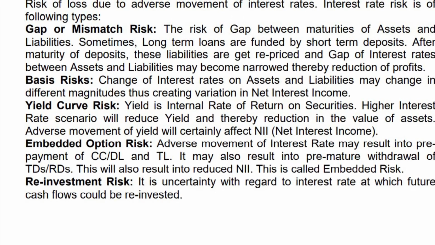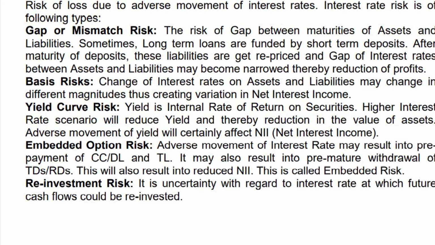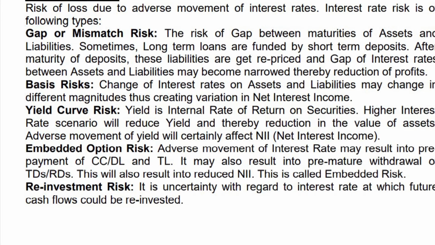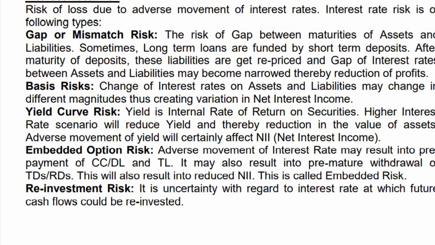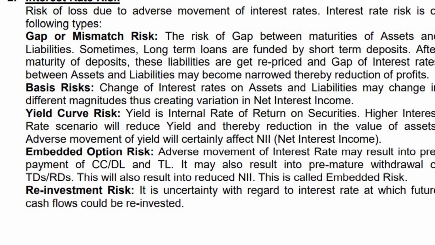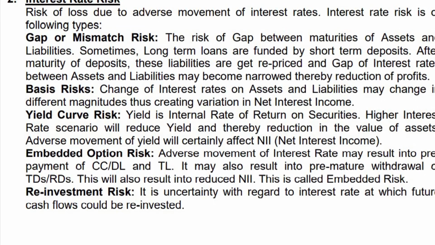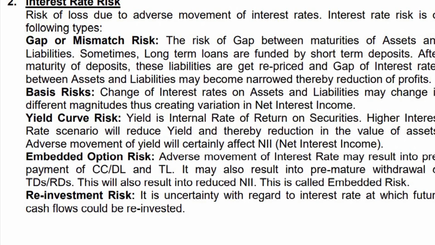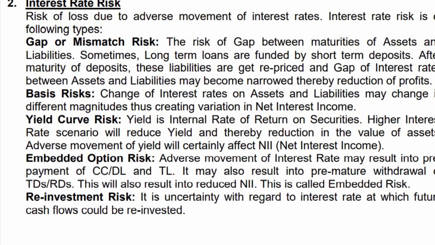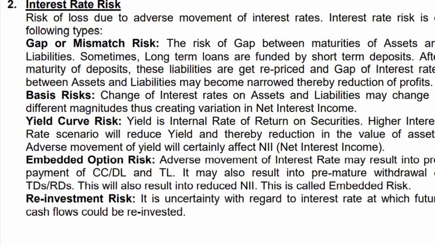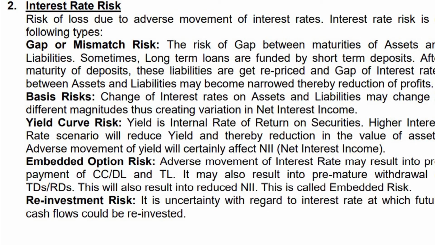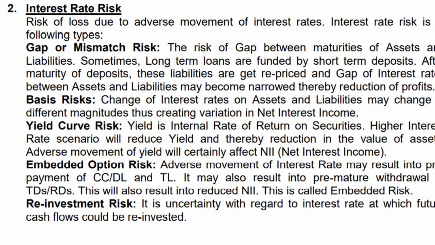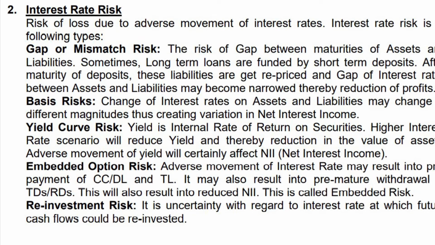Next one, embedded option risk. Adverse movement of interest rates may result in prepayment of CC or DL and TL. It may also result in premature withdrawal of TDs and RDs. This will also result in reduced net interest income. This is called embedded option risk. So embedded option risk is linked with premature withdrawal of TDs and RDs. Next one, reinvestment risk. It is uncertainty with regard to the interest rate at which future cash flows could be reinvested.